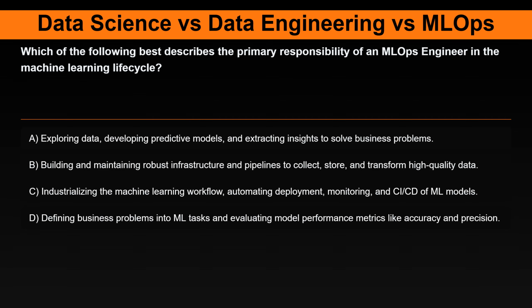Question 7. Which of the following best describes the primary responsibility of an MLOps engineer in the machine learning lifecycle? Option A. Exploring data, developing predictive models, and extracting insights to solve business problems. Option B. Building and maintaining robust infrastructure and pipelines to collect, store, and transform high-quality data. Option C. Industrializing the machine learning workflow, automating deployment, monitoring, and CI/CD of ML models. Option D. Defining business problems into ML tasks and evaluating model performance metrics like accuracy and precision.